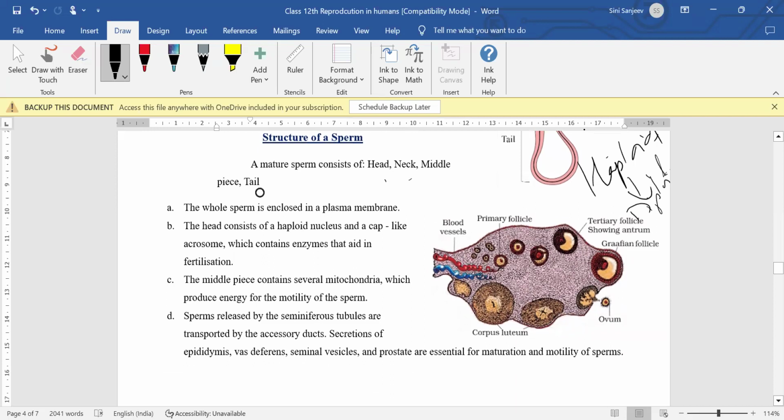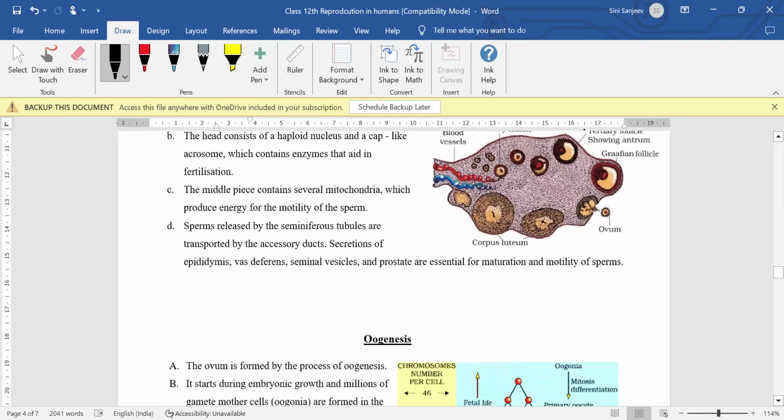Then the sperms will be released from the seminiferous tubules and transported through the ducts we saw earlier in the male reproductive system. There will also be certain secretions along with the sperms when they are released into the female body, which provide lubrication, right? And then the mature sperm will enter and fuse. Okay, that is the thing.